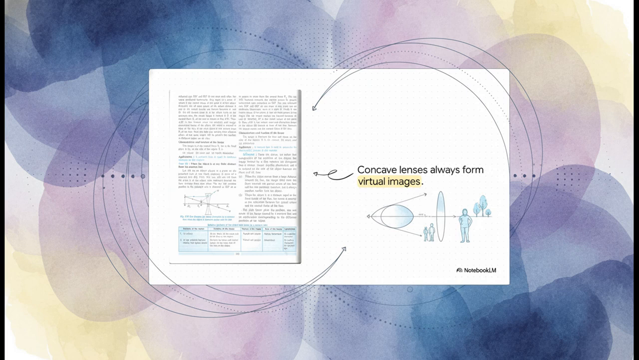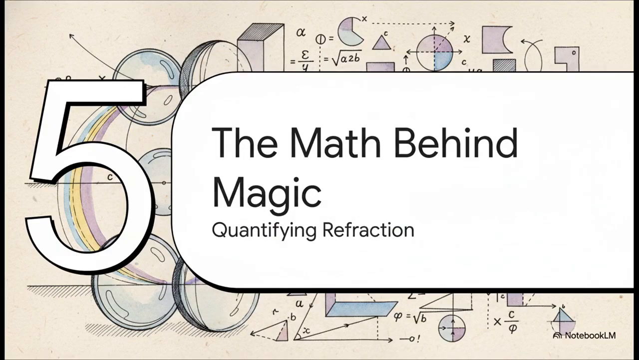Now let's contrast all that complex behavior with the concave lens. The concave lens is just beautifully simple. It really doesn't matter where you place the object, at infinity or right up close in front of it, it will always, without fail, produce an image that is virtual, upright, and shrunken down. The image is just always formed between the optical center and the focus on the exact same side as the object. Which brings us to Section 5, the math behind the magic, quantifying refraction.